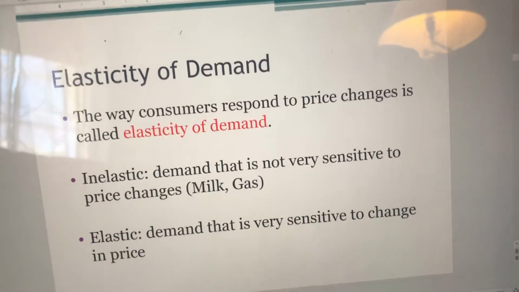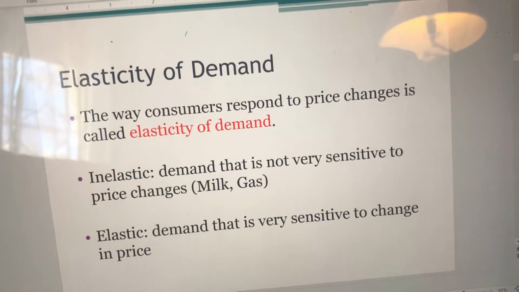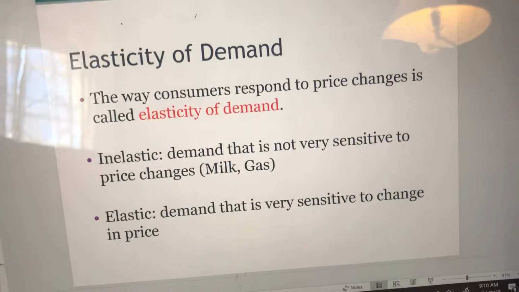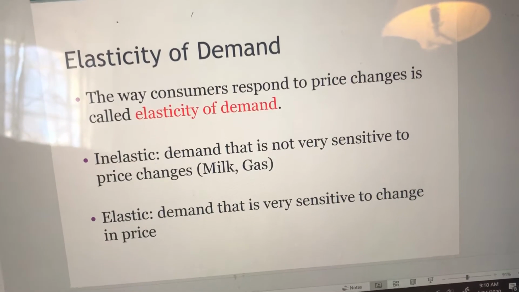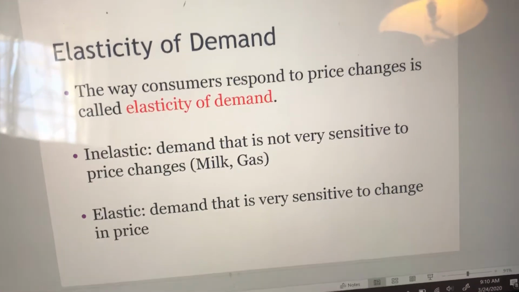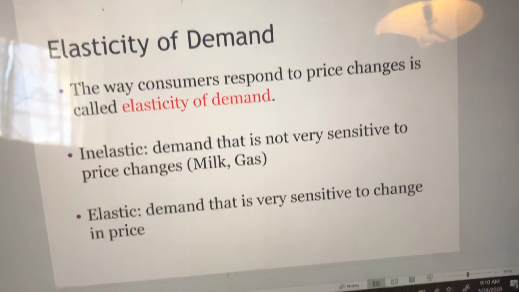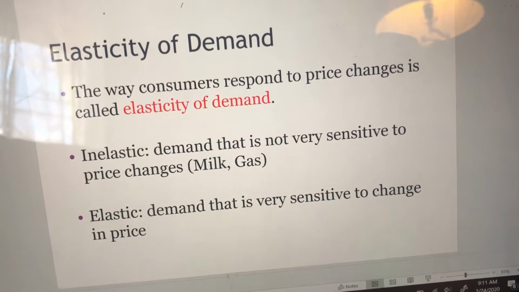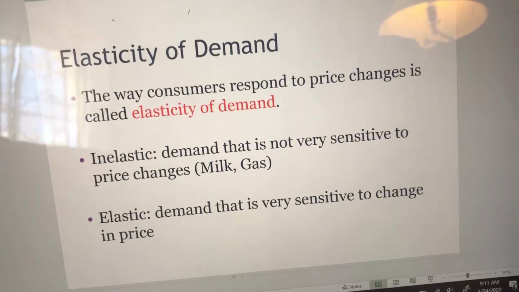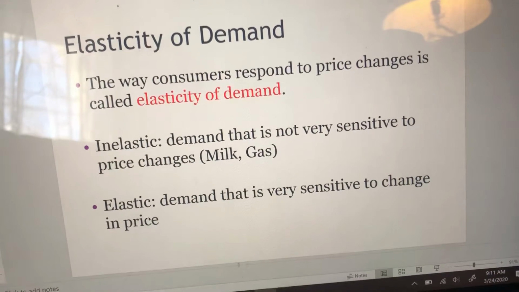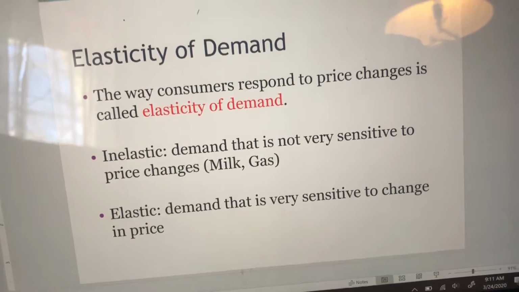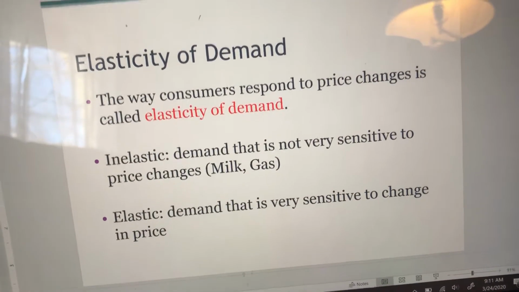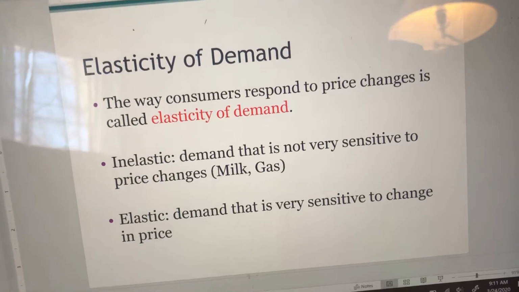Okay, so the way consumers respond to price changes is called elasticity of demand. And we categorize certain products as inelastic or elastic. So remember when I mentioned items that you would still buy even if the price went up substantially? Well, think about gas, right? If the price of gas goes from $3 a gallon to $7 a gallon, which is a huge price increase, are you still going to buy it? The answer is yes, right?